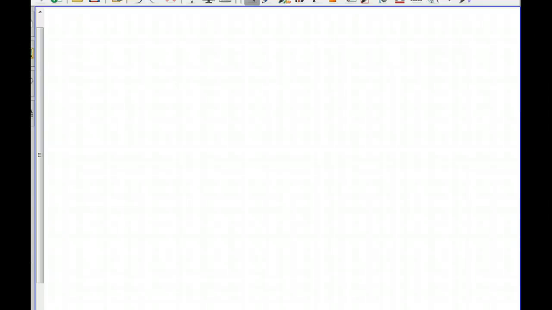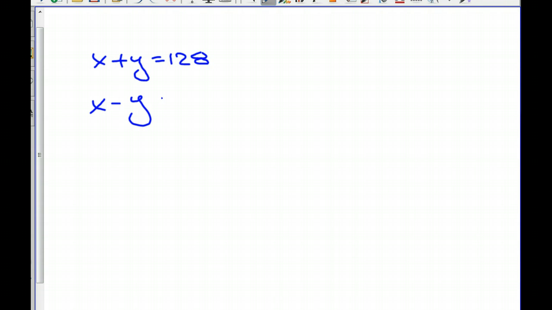What if I have the sum of two numbers is 128? How do I write the sum of two numbers as 128? X plus y equals 128. If I also say their difference is 44, how would I write that? X minus y equals... X minus y equals what? 44.